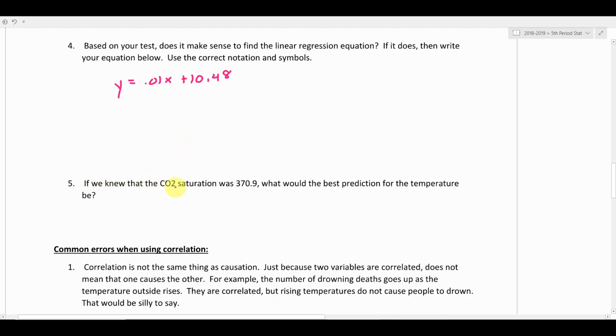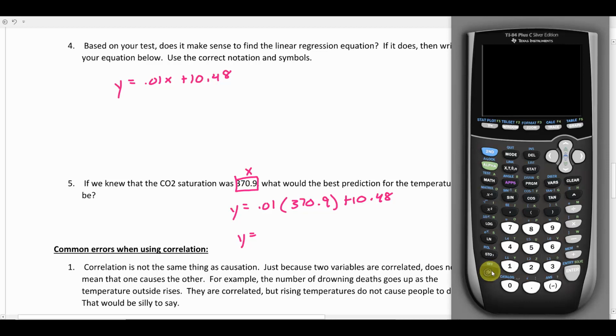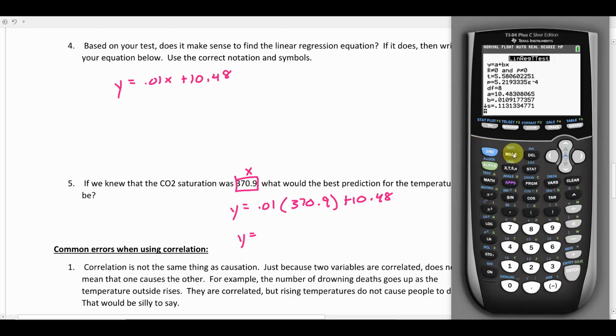So let's say we knew that the CO2 saturation was 370.9. What would the best prediction for temperature be? Well, they give us a CO2 reading, and remember CO2 was the x variable, so I'm going to be plugging that in for x. I'm going to say y equals 0.01 times 370.9 plus 10.48, and then I would crunch that number. And what I get out after I crunch this calculation is the y value, which is our temperature reading. Okay, so I'm going to crunch that in my calculator real quick.